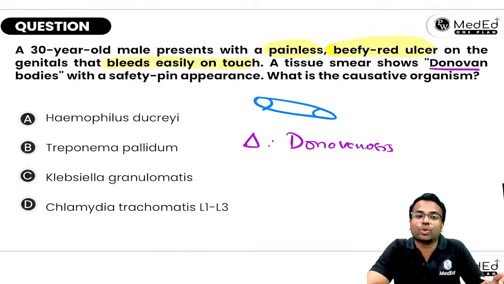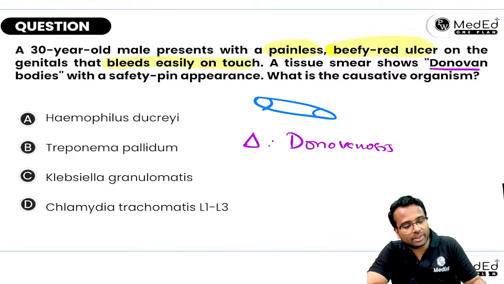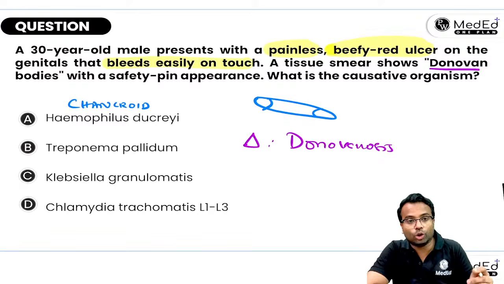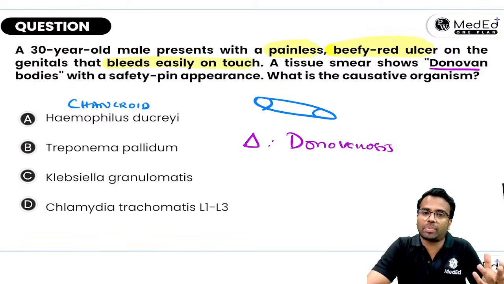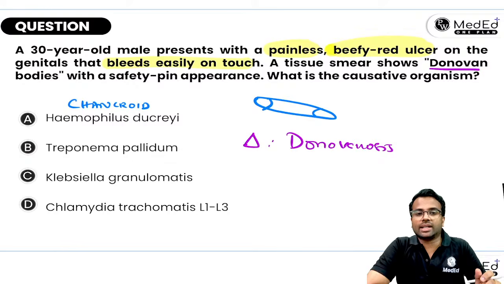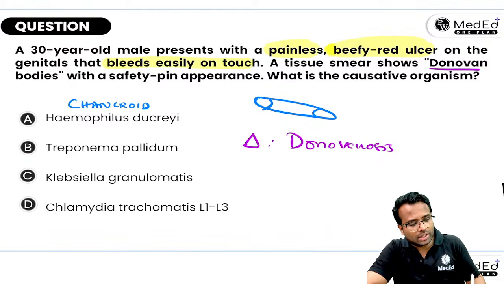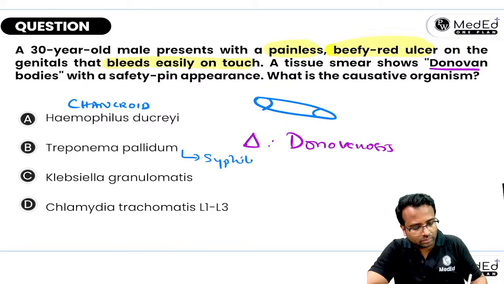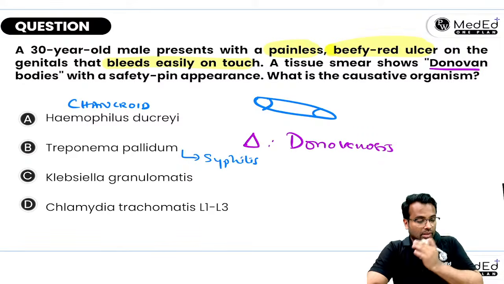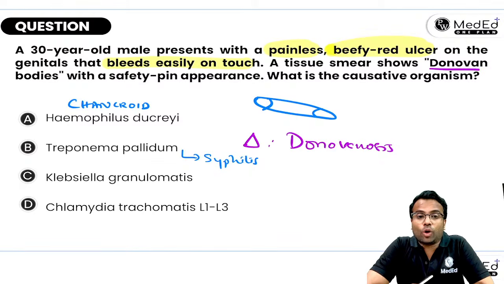Is it Haemophilus ducreyi? Haemophilus ducreyi is something that causes chancroid. Ducreyi, crying wala ulcer, painful ulcer. It's seen in chancroid. Next one, Treponema pallidum. So what is the infection that Treponema pallidum will cause? This will cause syphilis. The next one is Klebsiella granulomatis.